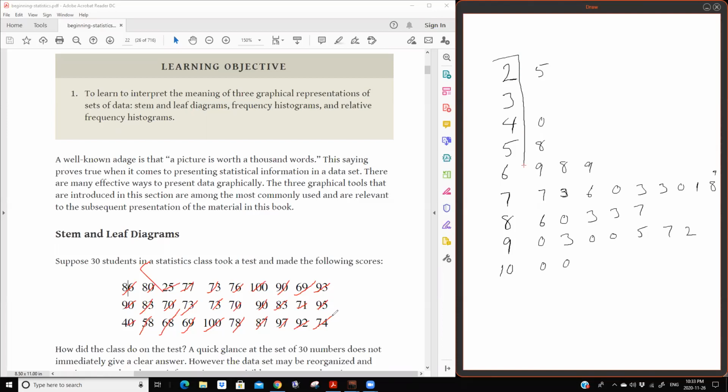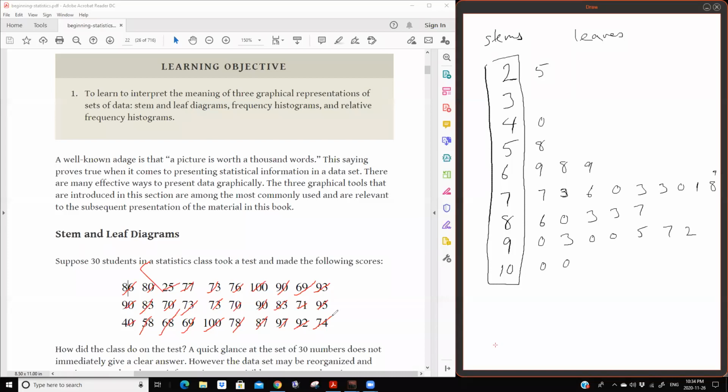These are the stems. And the rest of the numbers, these numbers here, are called the leaves. And you can see that it's very similar to something like a dot plot.